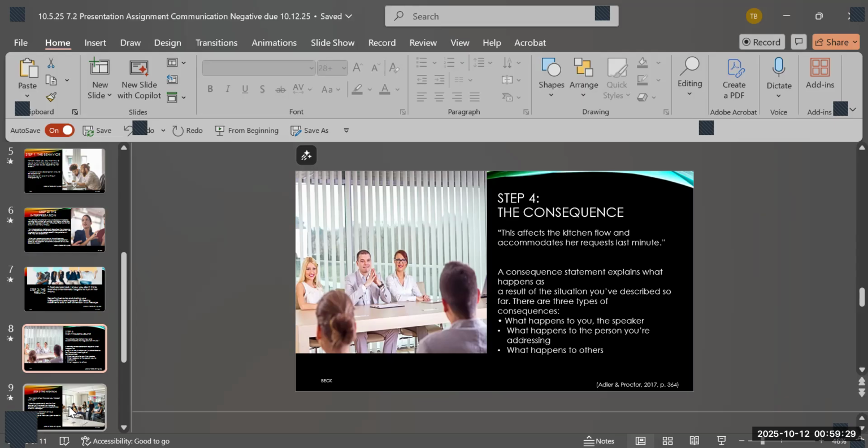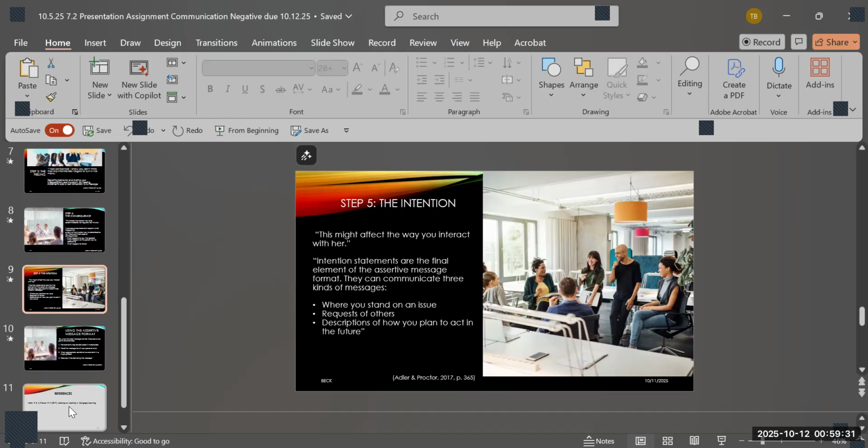Effects of communication and misunderstanding. The intention. This might affect the way you interact with her. Intention statements are the final element of the assertive message format. They can communicate three kinds of messages: where you stand on an issue, requests of others, and a description of how you plan to act in the future.